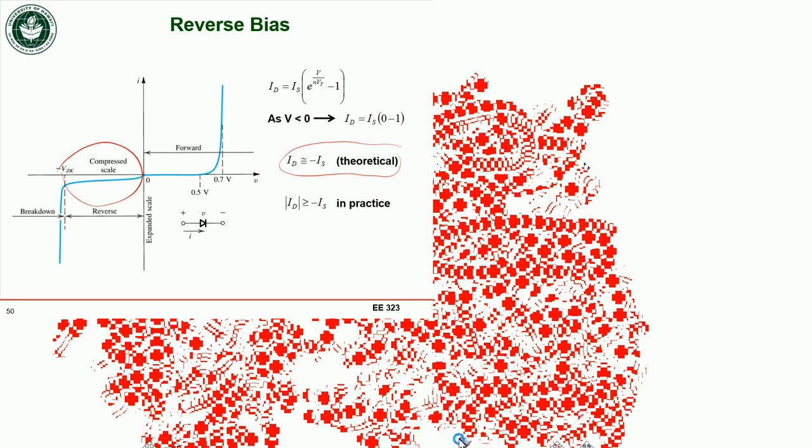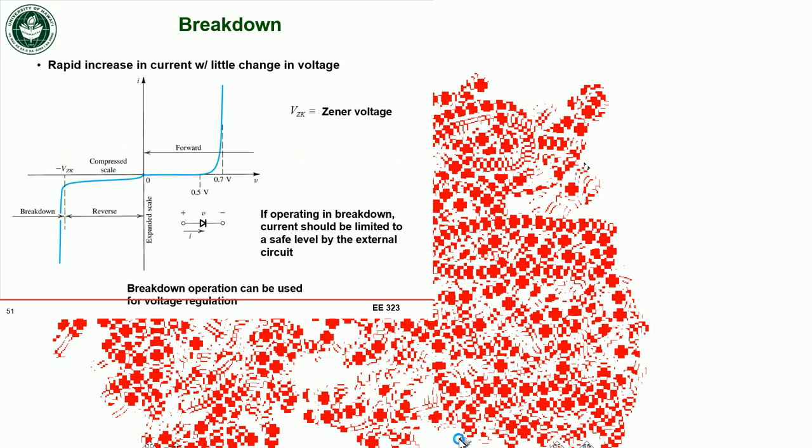Okay, and then the other part of this graph that we're going to look at is breakdown. And so that's over here. What that is, it's sort of like forward bias, but with the opposite polarity, because again, you're going to have a very rapid change in current with a very small change in voltage. That occurs at something called VZK, that stands for the Zener voltage. And there are special diodes called Zener diodes that are designed to operate in breakdown. But for other diodes, you don't want to operate in breakdown. We'll talk a little bit more about that towards the end of the lecture part on diodes, when we start talking about Zener diodes. For now, this is a bad thing to have it go into breakdown.